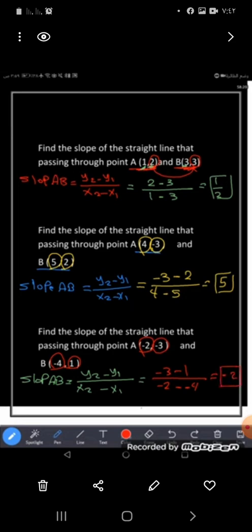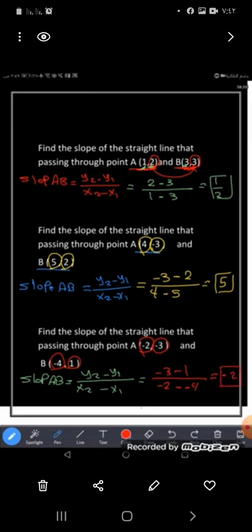Another example, find the slope of the straight line that passes through the points A (4, negative 3) and (5, 2). Then the slope equals negative 3 minus 2 over 4 minus 5. Then slope equals 5.